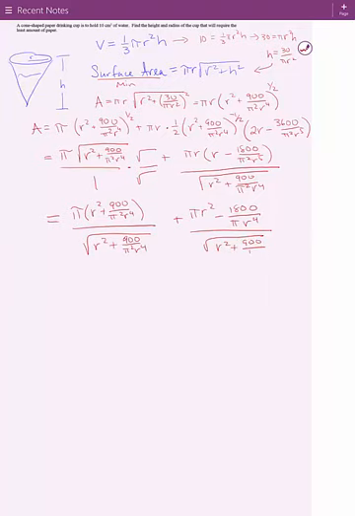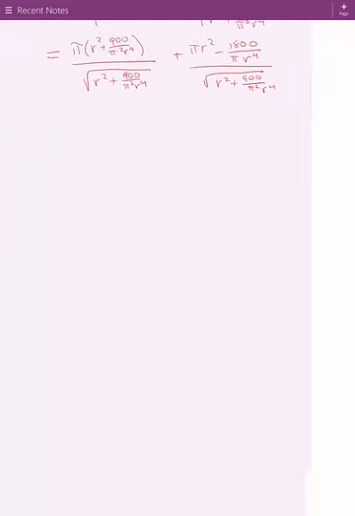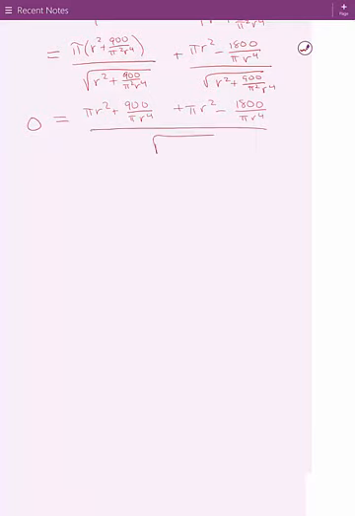Now, because they're both over the same square root, I can just make that one square root in the denominator. And so I'm looking for where it's equal to 0 of pi r squared plus, again, distributing the pi, pi r to the fourth, plus pi r squared minus 1800 over pi r to the fourth, all divided by the square root of r squared plus 900 over pi squared r to the fourth.